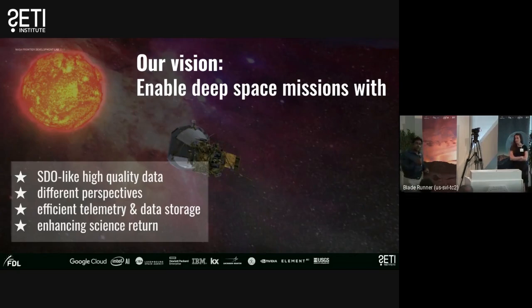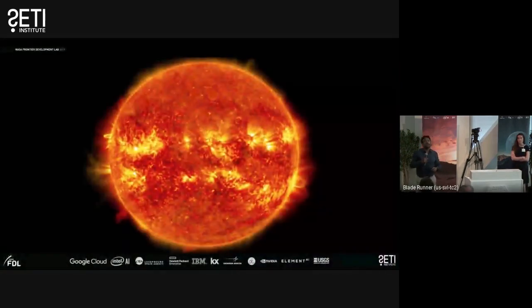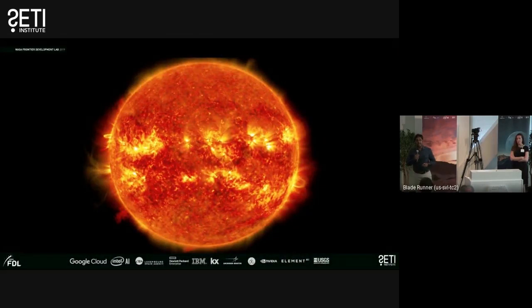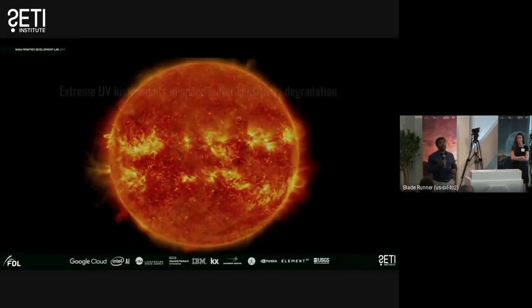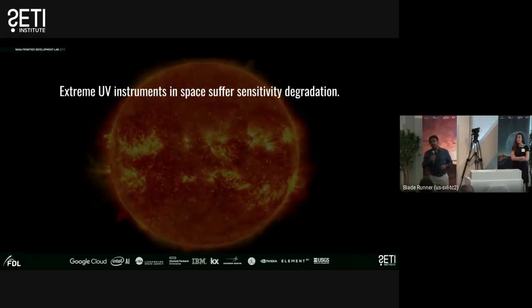So what can we do? As a part of the NASA Frontier Development Lab this year, we decided to solve some of the problems. The first one that we solved here is called the degradation problem. What is that? The extreme ultraviolet instruments that you see suffer from steady and continuous degradation over time in space. You can imagine the situation as something like human eye cataract, where your vision gets dimmed as you age. It is the same with these instruments.